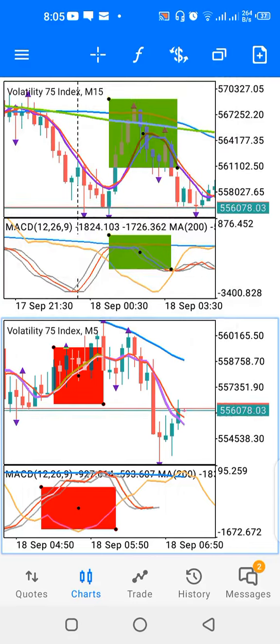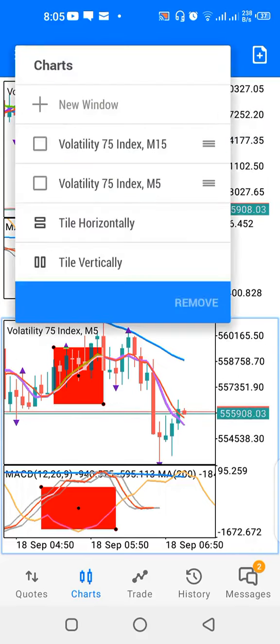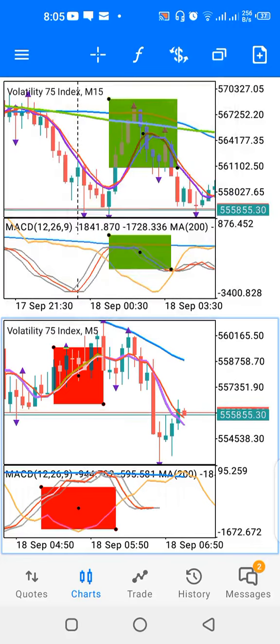You can combine 1 minute time frame with 15 minutes time frame, depends on you. You can combine 15 minute time frame with 1 hour time frame. That depends on how you want to use this strategy. This is a very good strategy.